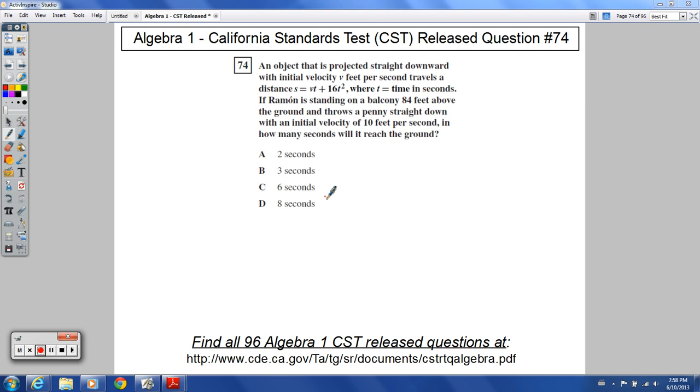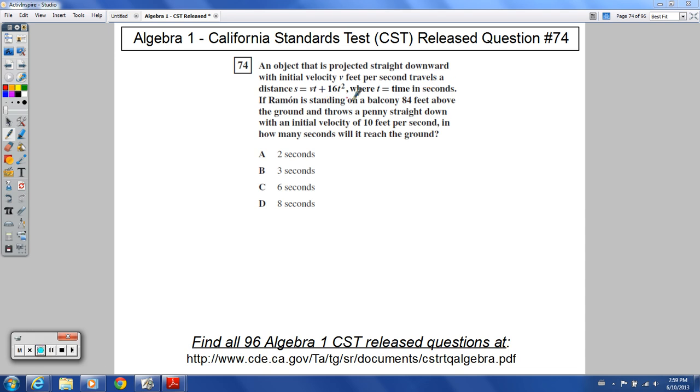Hello everybody, welcome to Algebra 1 CST release question number 74. It says an object that is projected straight downward with an initial velocity v feet per second travels a distance s. Why they chose s instead of d, I don't know, but we'll just take it as it is. S equals vt plus 16t squared, where t equals time in seconds.